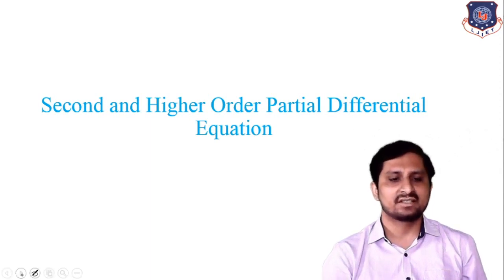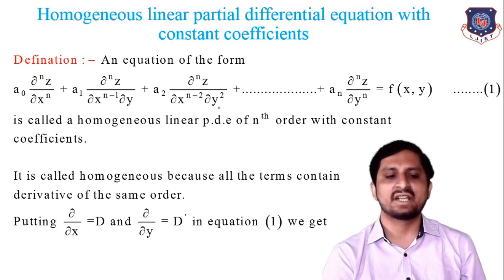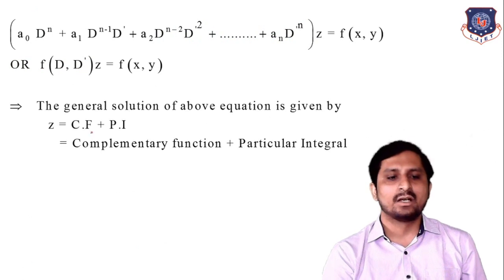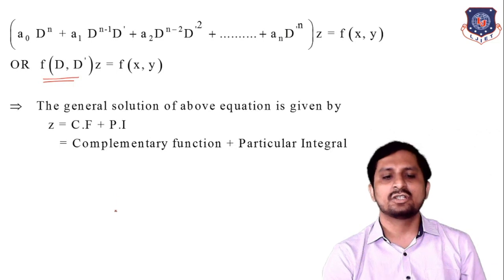In the first lecture I explained the concept of a homogeneous linear partial differential equation with constant coefficients. So this is our definition. After that we assume del by del x is equal to capital D and del by del y is equal to D dash. Put these two values in equation number 1. So we get the equation f of D, D dash into z is equal to f of x, y, and f of D, D dash is nothing but a0 D raised to n plus a1 D raised to n minus 1 D dash plus a2 D raised to n minus 2 D dash square plus up to an D dash raised to n. The general solution of the above equation is given by complementary function plus particular integral.